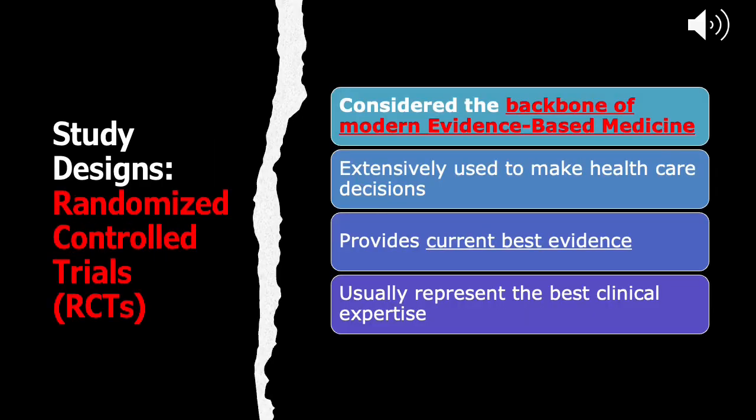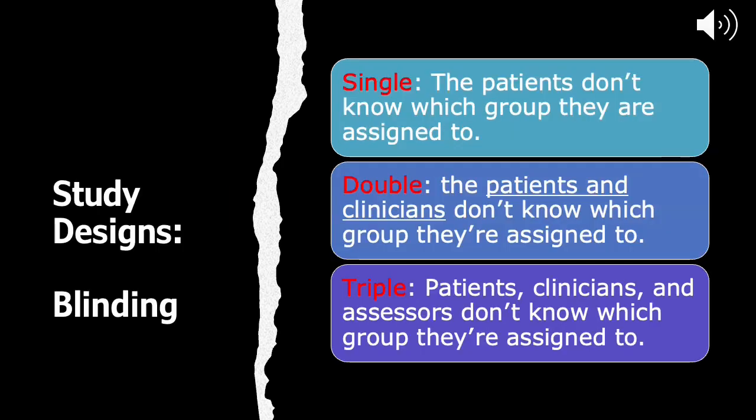So most of you have heard of randomized control trials, or RCTs. These are considered the backbone of modern evidence-based medicine. They have been used extensively to make healthcare decisions and provide current best evidence-based practices. And they usually represent the best clinical expertise. So we've seen these before, but we're just going to review them again.